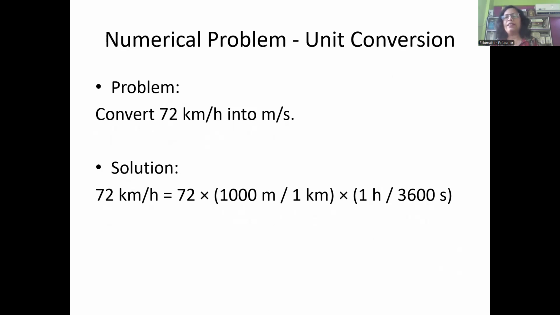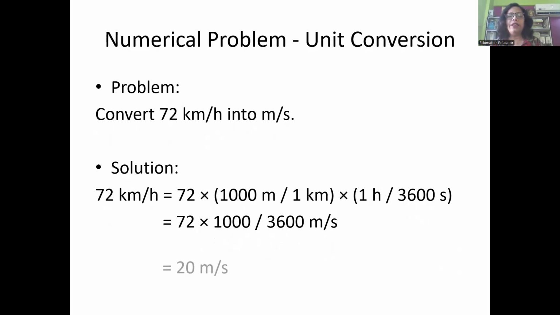And 60 seconds make 1 minute, 60 minutes make 1 hour, or 3600 seconds make 1 hour. So we need to use that as well. Since second is coming in the denominator, 3600 seconds will come in the denominator. So finally, we will multiply and divide to get the final answer, 20 meter per second.